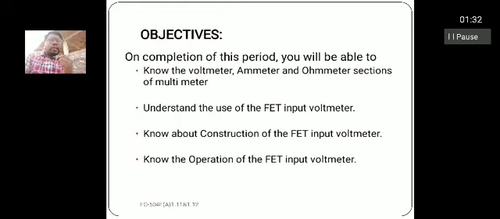We also have the ammeter. Generally the ammeter is used to measure the current, and we have one more instrument, the ohm meter, which is used to measure the resistance. That means these three are individual measuring instruments for measuring particular quantities, that is, particular parameters.